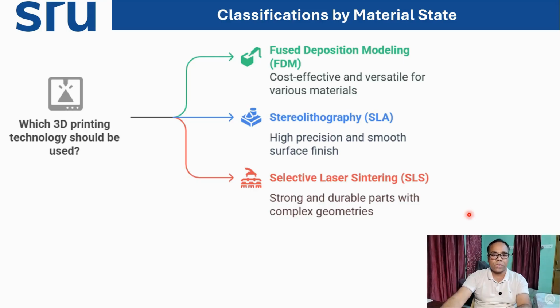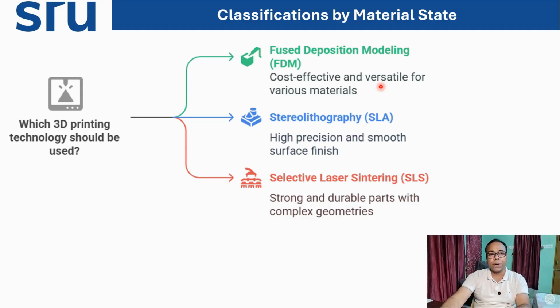Based on this, the first is fused deposition modeling, or FFF, fused filament fabrication process. This is the most widely used additive manufacturing or 3D printing process. That's why it is a cost effective and versatile process for various materials, based on the material being in the form of filament.